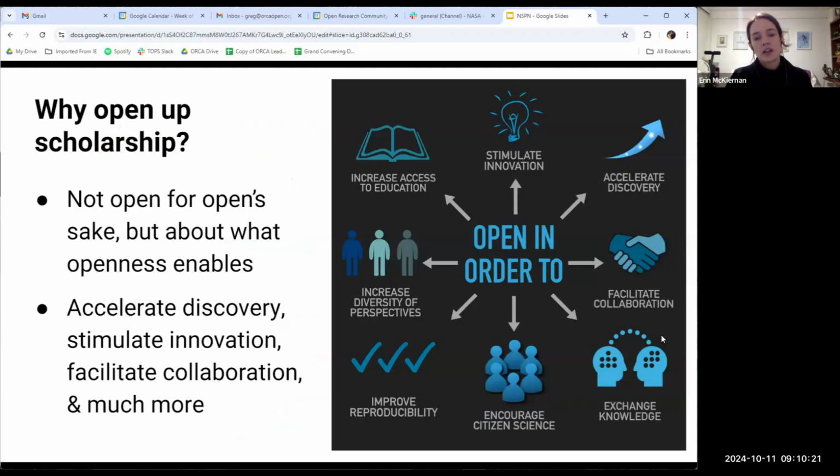And so you can see just a few examples there of this idea of open in order to do what. We really do believe strongly, and I think there is growing evidence, some of which we'll talk about today, that openness can stimulate innovation, accelerate discovery, facilitate collaboration, and especially, some of these pieces we want to talk about, encourage citizen science, encourage community engagement, and really get the public involved in what science is and what it can do for society.